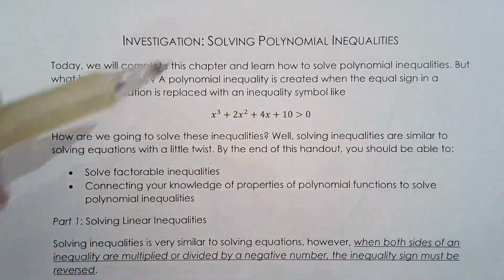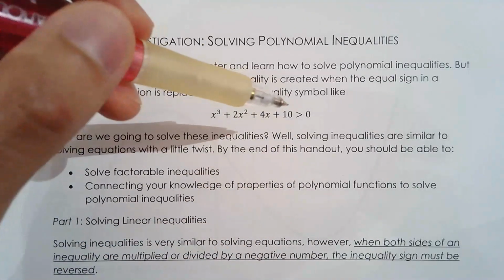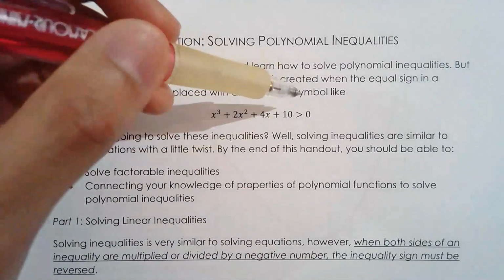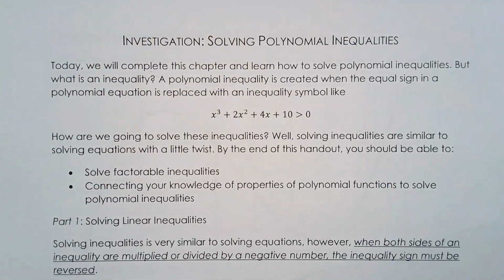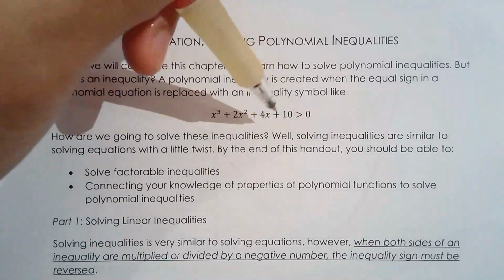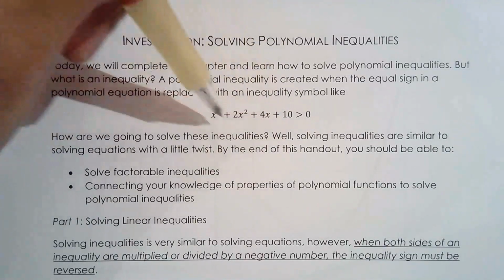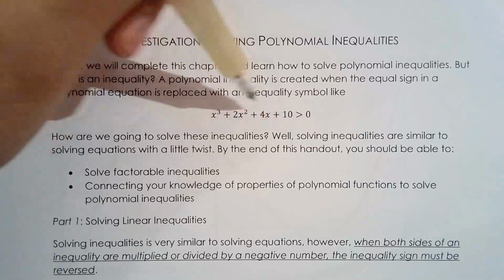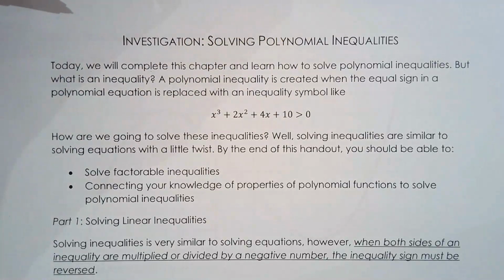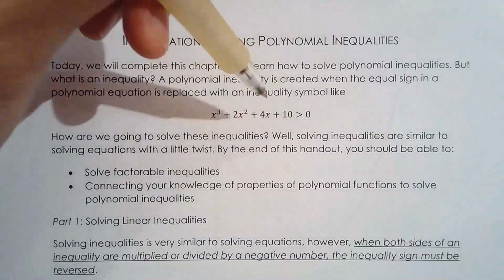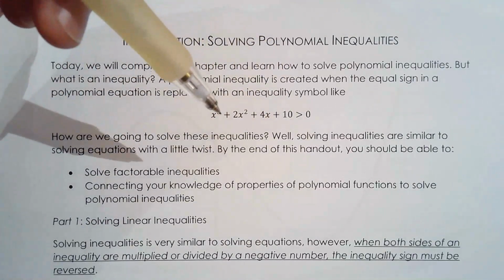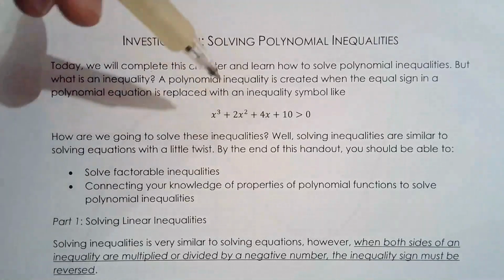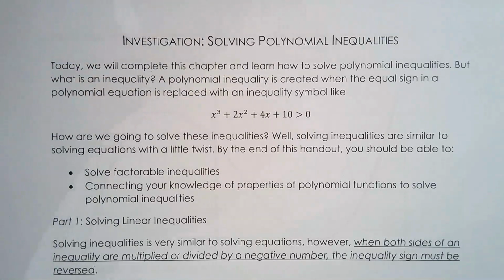So the idea here is that you're no longer looking for when the left side is equal to the right side. It's a big shift in your approach to the question. In this example, you're looking for when this cubic is greater than 0. We're not going to start with a cubic first. We're actually going to start with linear, because I think a linear inequality is much easier than a cubic inequality.